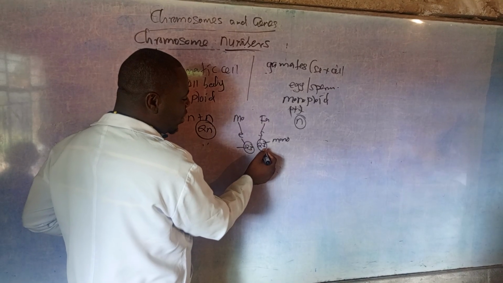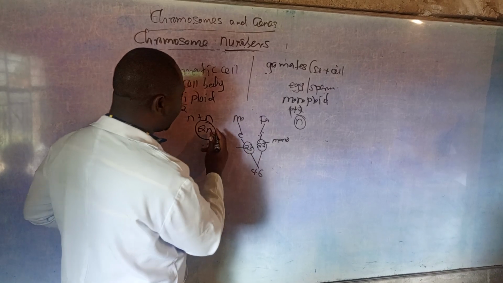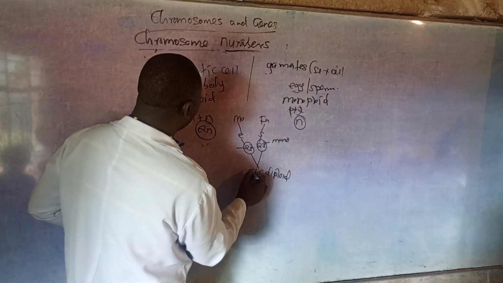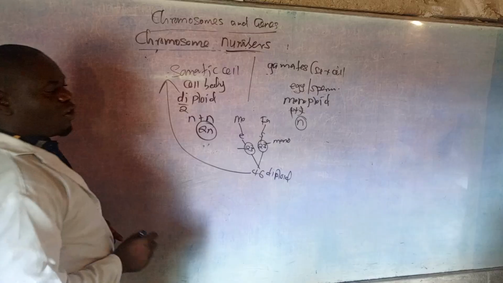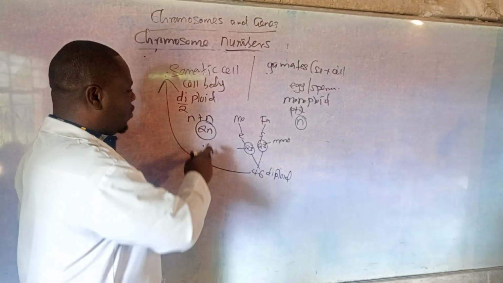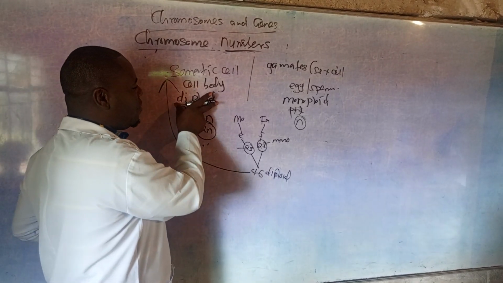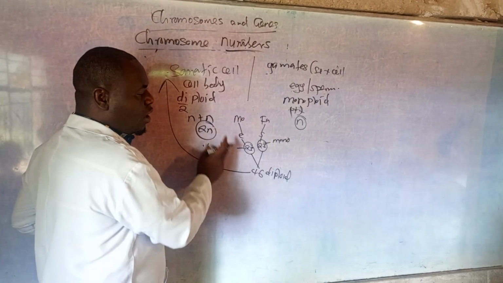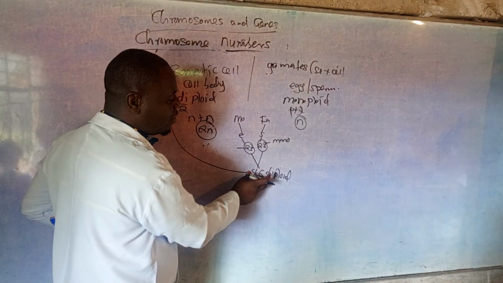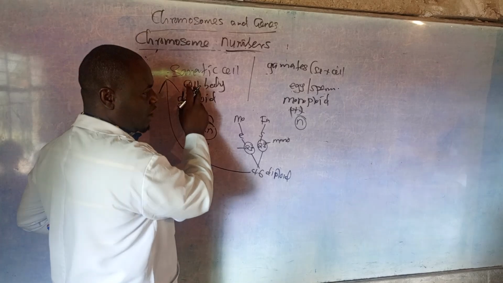Then when you join these two and add them, you have 46. This is called the diploid number, which is the somatic cell. So in the somatic cell the number is double, which is 2n. n plus n is equal to the diploid number, 2n. For example, 23 plus 23 gives 46, the diploid number for the somatic body cell.